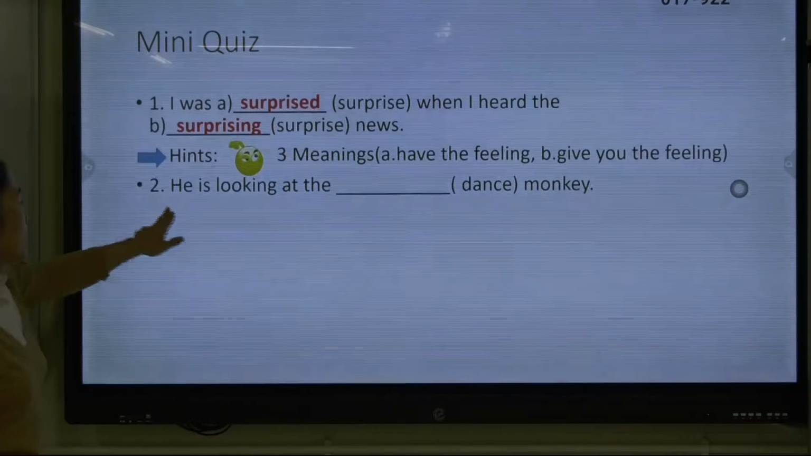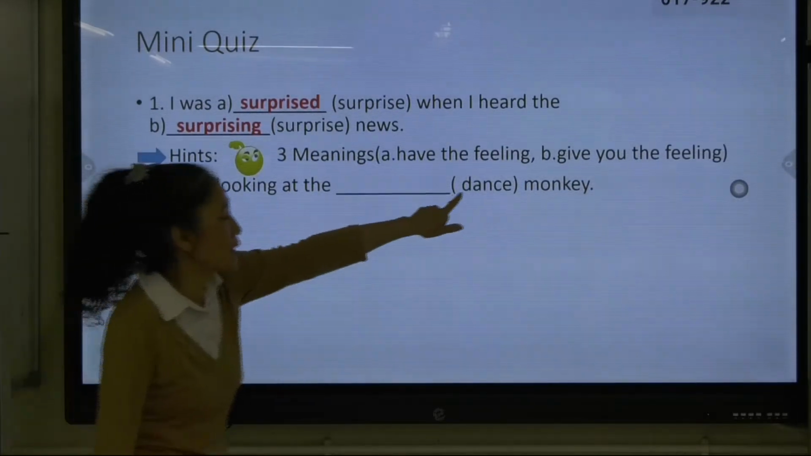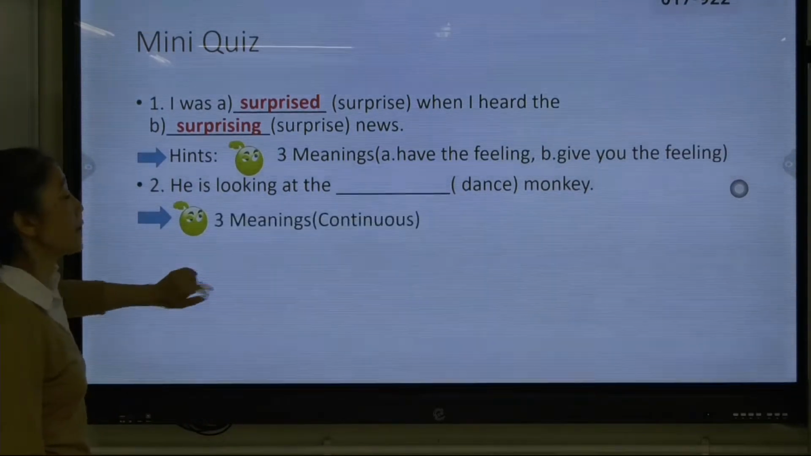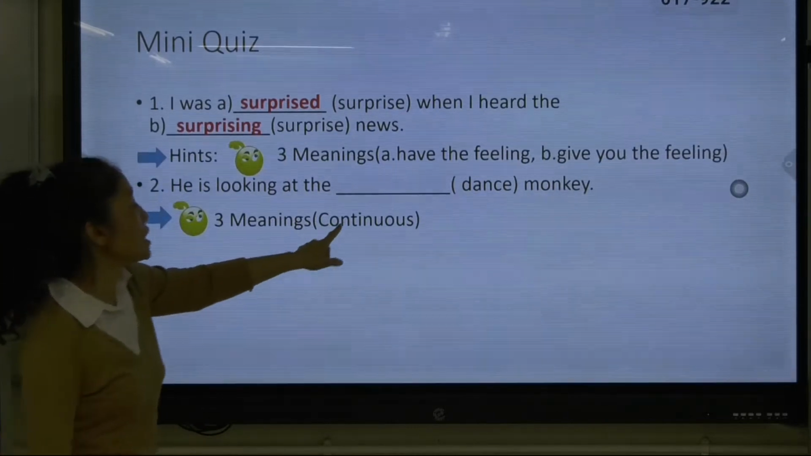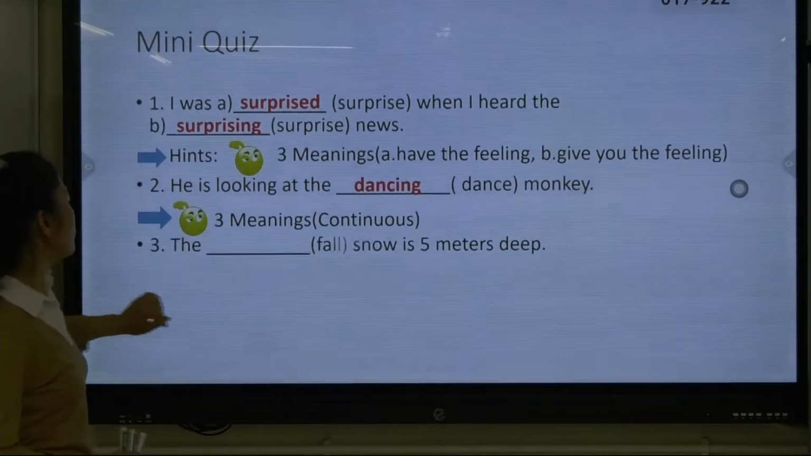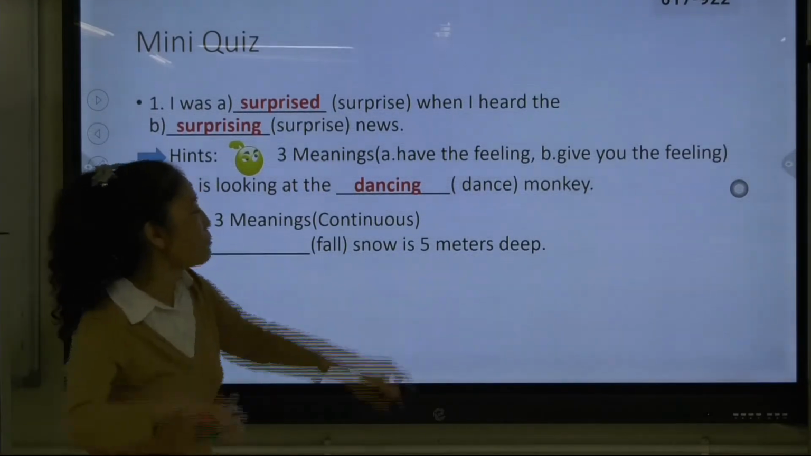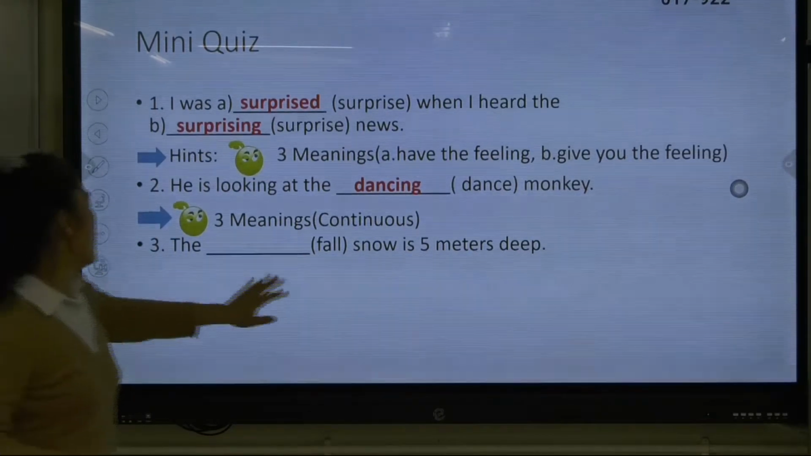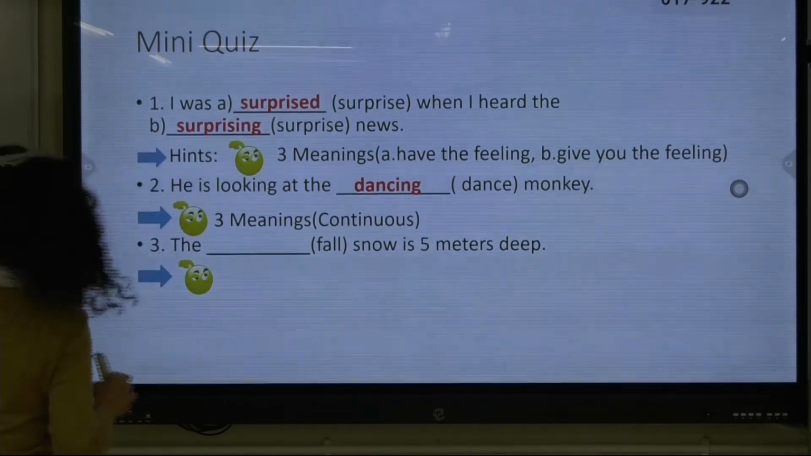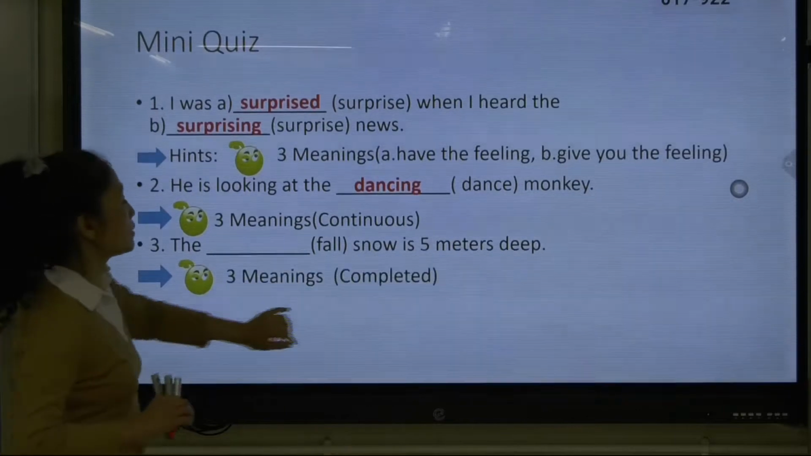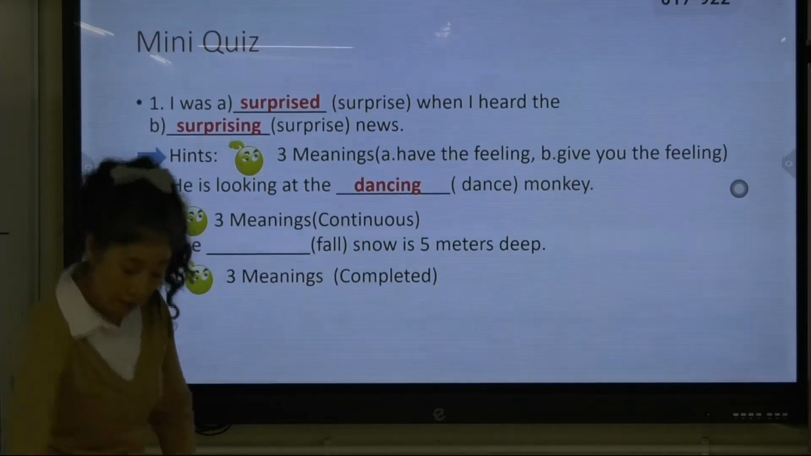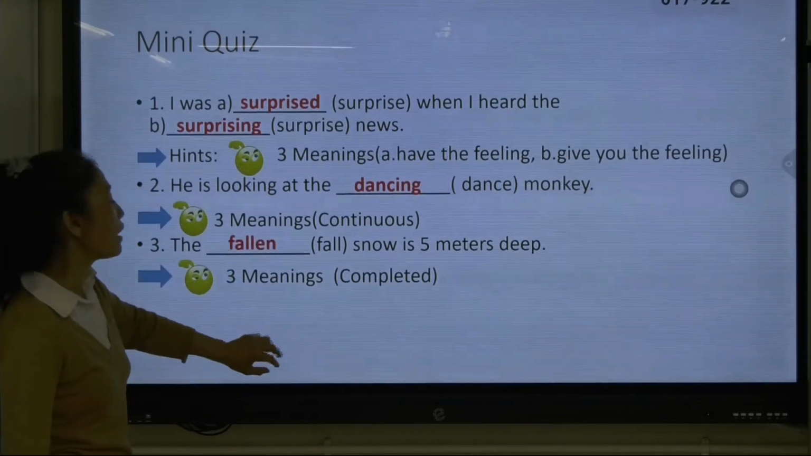Number two, okay, he is looking at the dance monkey. So present participle or past participle, think about the 3 meaning here. So here is to mention continuous, something the monkey is doing, dancing, yes. So number 3, so the snow is 5 meters depth, okay? Sorry, deep. So now here, think about the 3 meaning. Which one? Is to show completed, okay? It's not falling, completed, because already here, so high. Okay, so fallen, past participle.